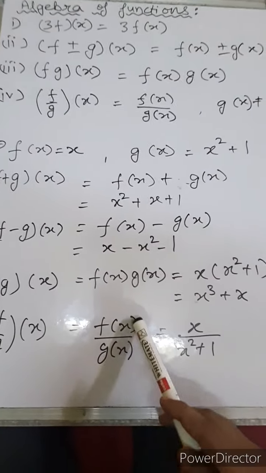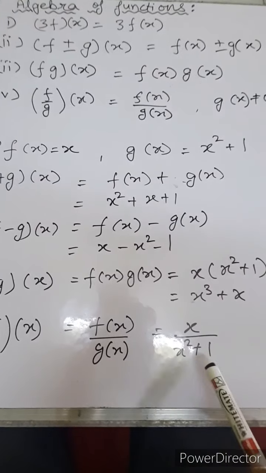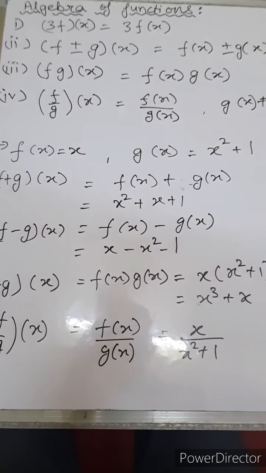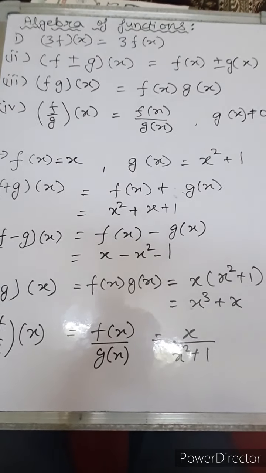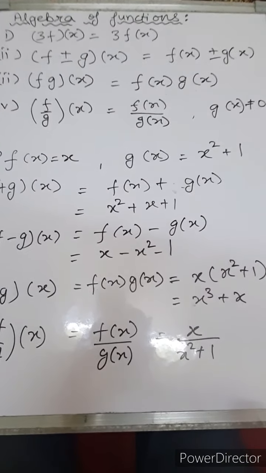And this is when we divide, and g(x) is not equal to 0, we get the value of (f/g)(x) as f(x) upon g(x). That will be x upon x square plus 1. Right, children? Note down please.